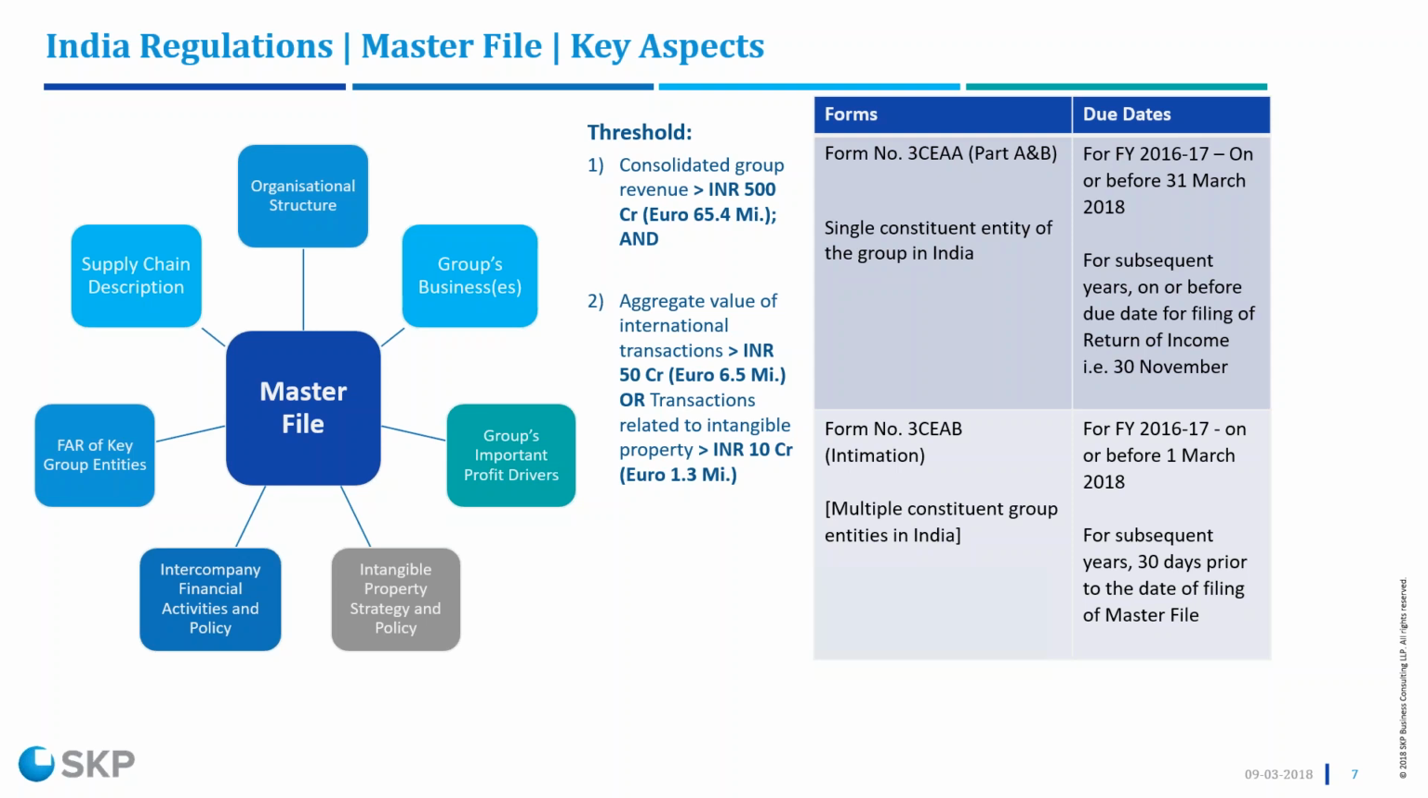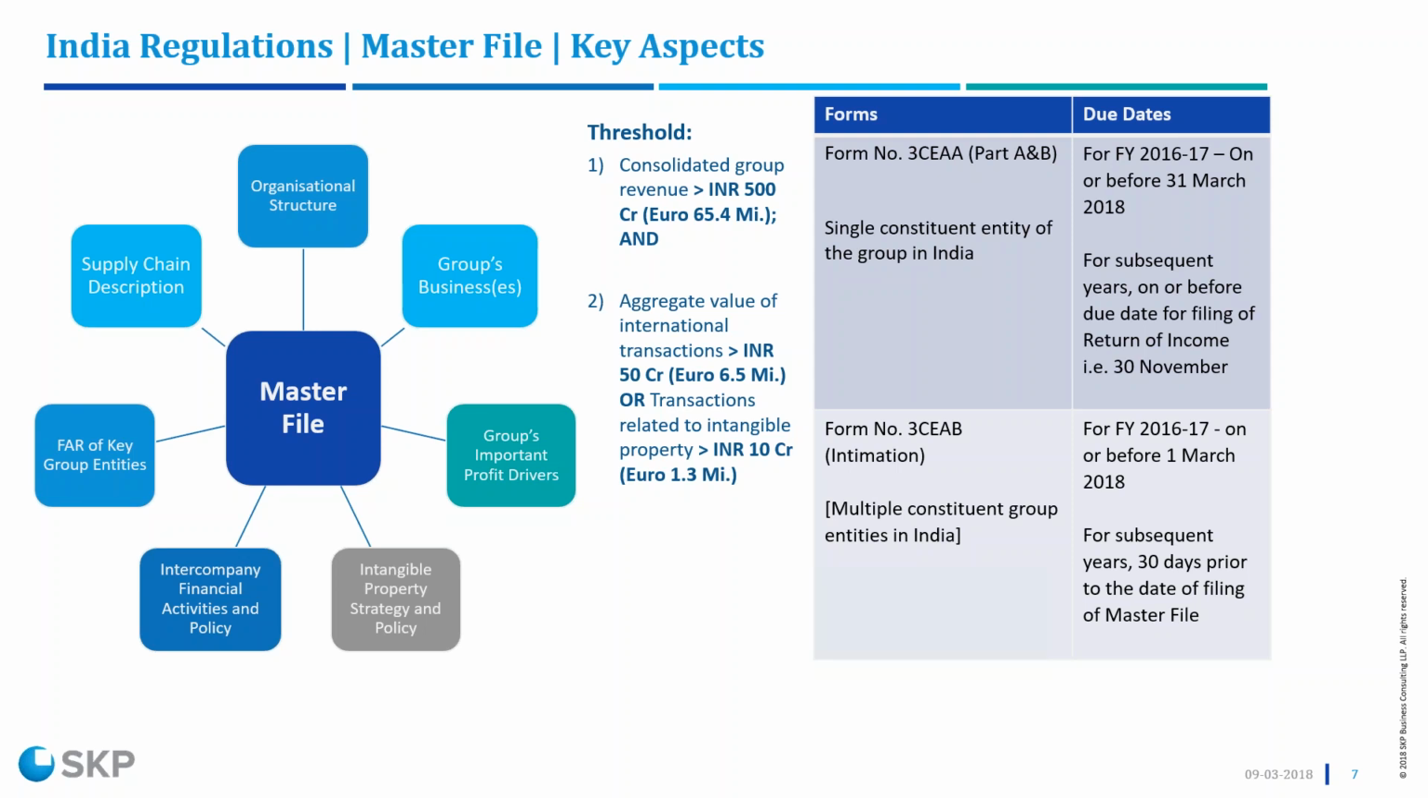On the master file side, most of the countries, especially European countries, have kept the threshold of master file same as country by country report, which is 750 million euros. But India has adopted a very low threshold. It's roughly 65 million euros or 500 crores in Indian rupees. So any company which has a group consolidated turnover of more than 500 crores and intercompany transactions of more than 50 crores in terms of tangible trade transactions, or more than 10 crores if there are intangible transactions.